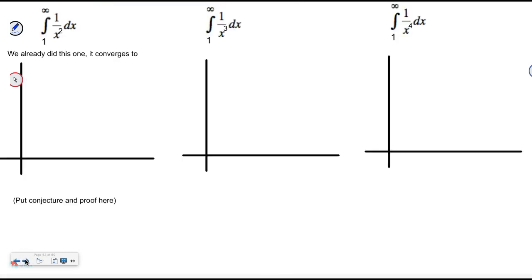Now I'm going to go to the other end of it. This guy, we already did it. We said it converged to 1. We want to come up with a pattern. Try not to blurt it, because last year somebody blurted it after, and I was like, oh, wait. Let us think about it.